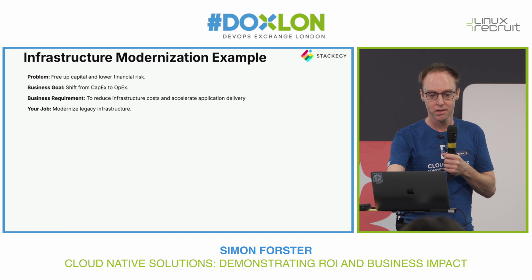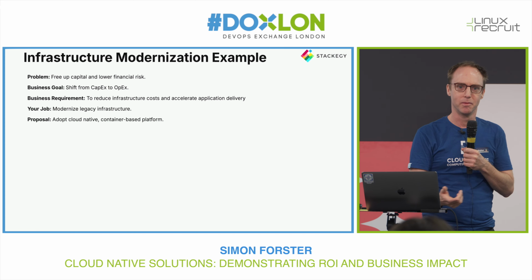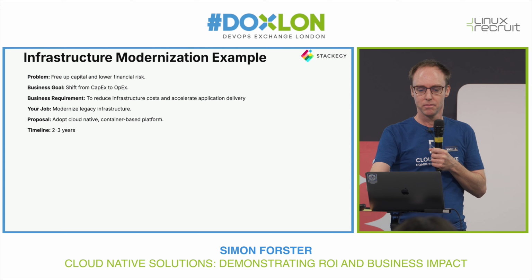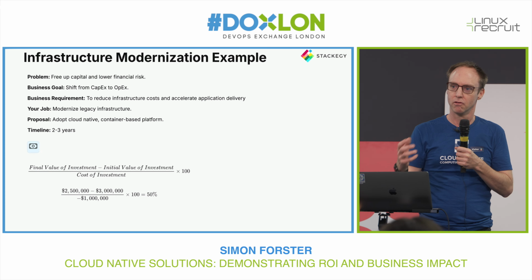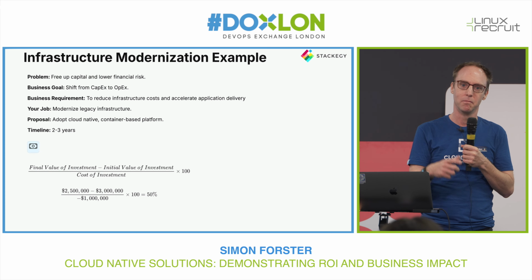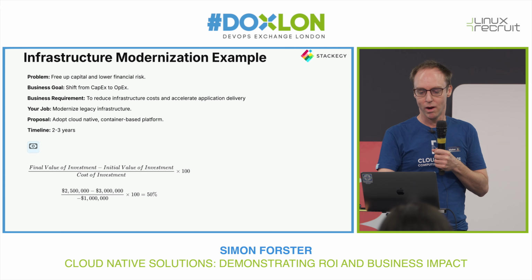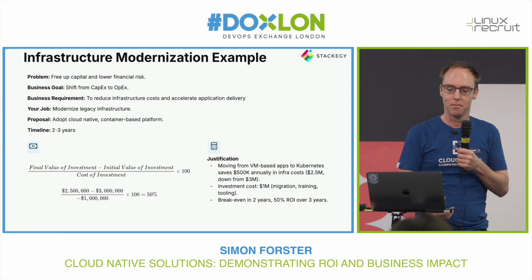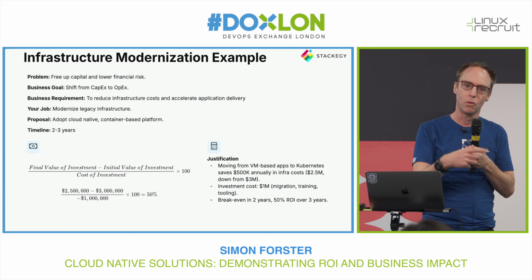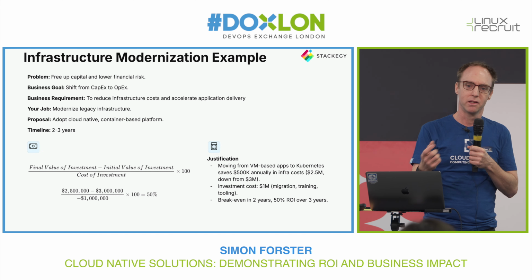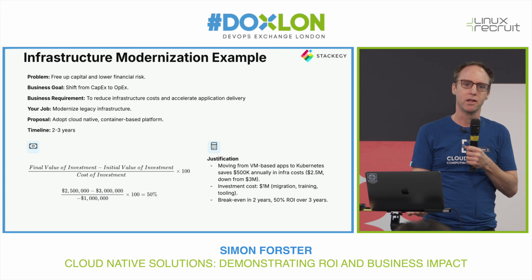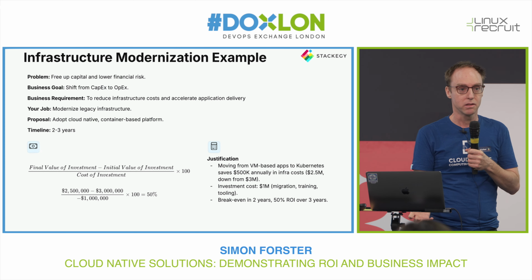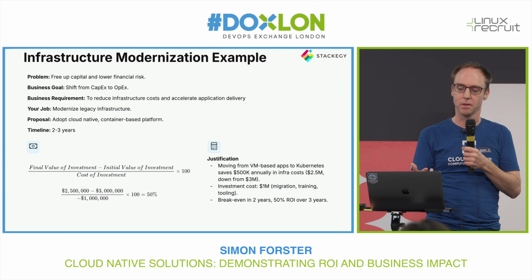So our job is to modernize, and we might adopt a cloud-native, container-based platform. It might take 2 or 3 years, and for this, we can do something like a really basic ROI type calculation. The point is to say, well, if we run a program, we get our costs down from 3 million to 2.5 million a year to run this. It costs us $1 million to run the project and carry out everything we need. So we break even in 2 years, and in 3 years we really get a good return on investment.